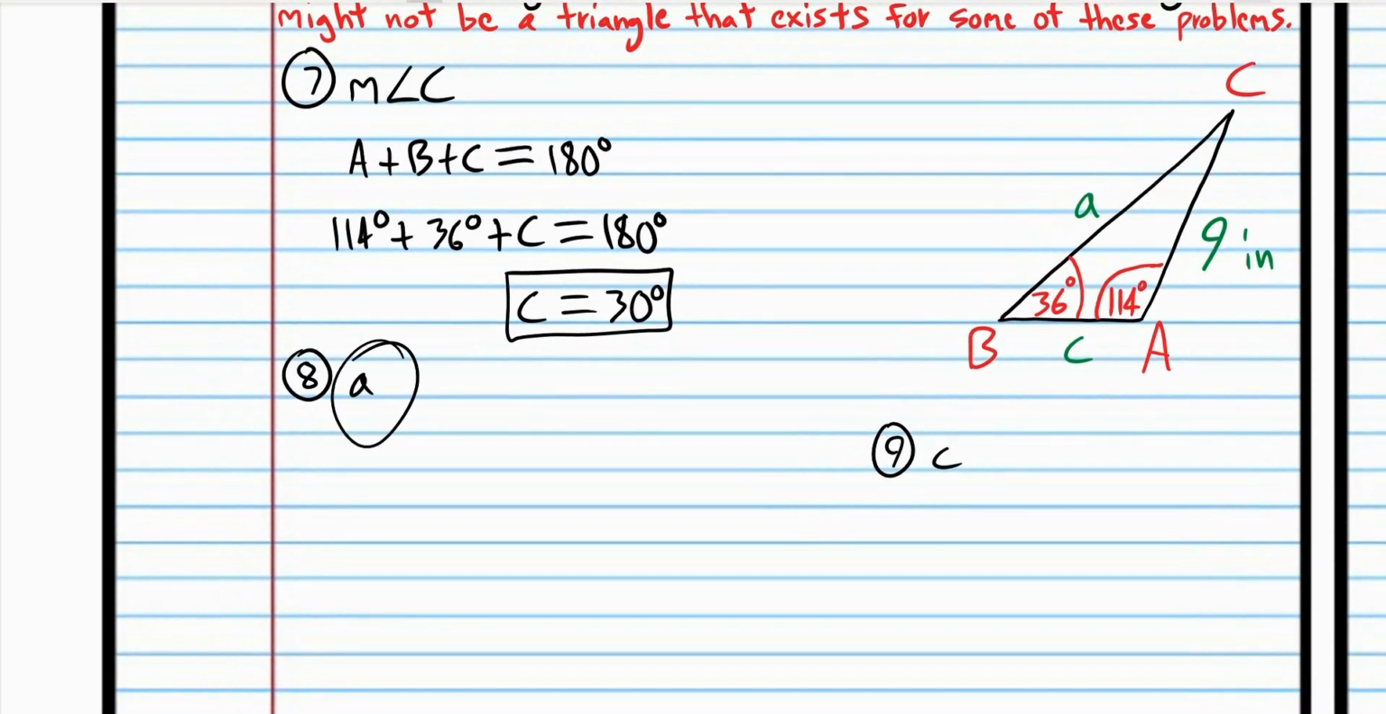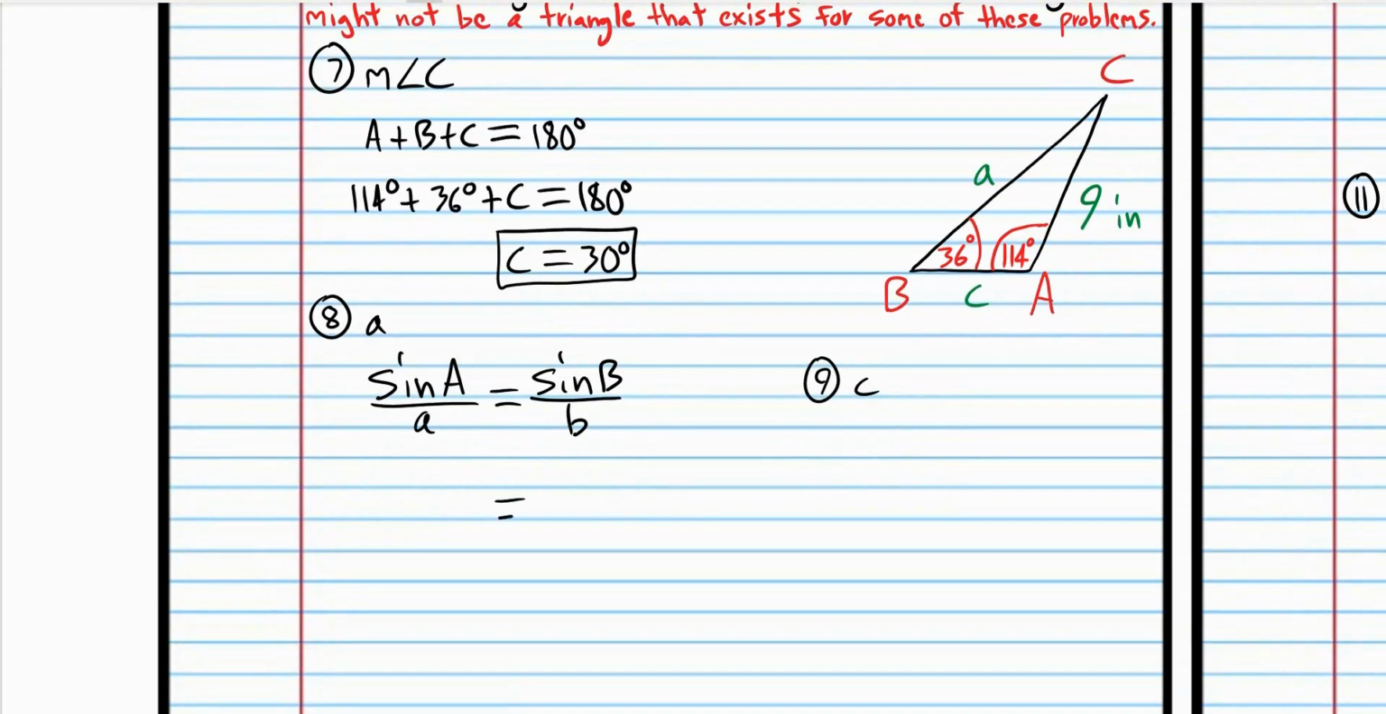We're looking for lowercase a now. Again, we have the AAS situation, so we have to use the law of sines. If we're looking for side A, obviously we're going to use sine A over A. And we have side B, so we better use sine B over B because we have that information. So the measure of angle B is 36 degrees. The length of side B is 9. And the measure of angle A is 114 degrees. And the length of side A, well, that's just A.